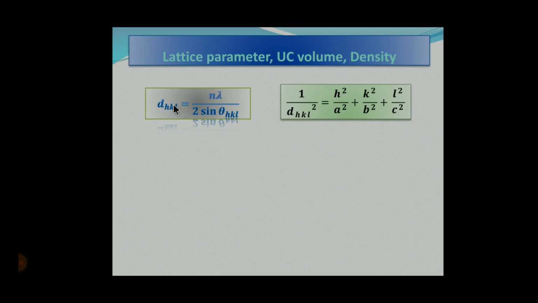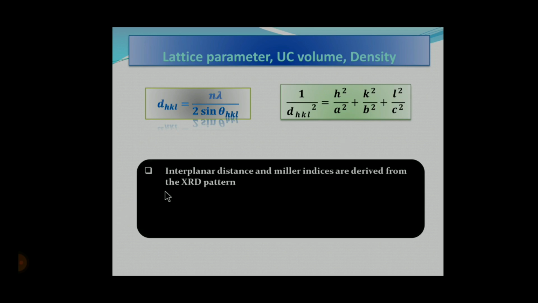Next, we can find out the lattice parameter, that means indexing. So we can find out the value for d_hkl from Bragg's equation, by knowing the theta and lambda values, and that can be applied for finding out the values of hkl, right? So interplanar distance and Miller indices are derived from the XRD pattern. So from the pattern, we get theta, and with lambda, that gives the interplanar distance, and knowing the interplanar distance, we can find out h, k and l using indexing.